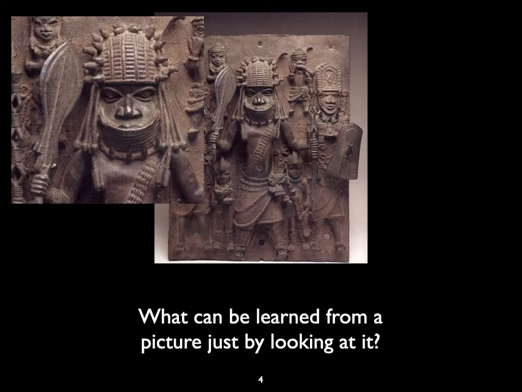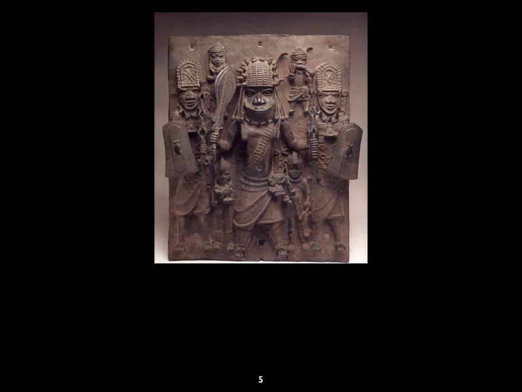Then we notice that there's a kind of hierarchy to the figures. There's one figure who is central and larger than the others. There are two flanking figures with shields, which frame the central figure. And then there are four smaller figures tucked in between the two flanking figures. So in a sense, we have this whole company of characters all facing immediately toward us.